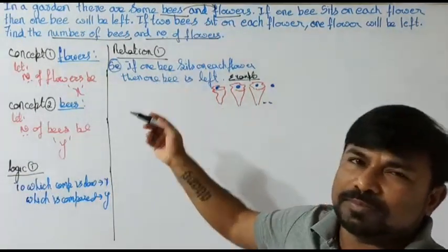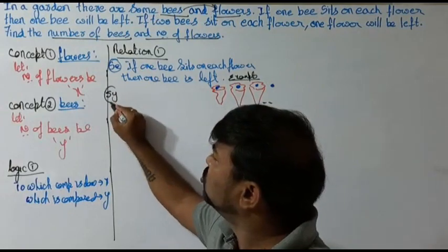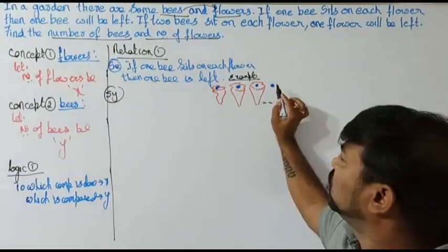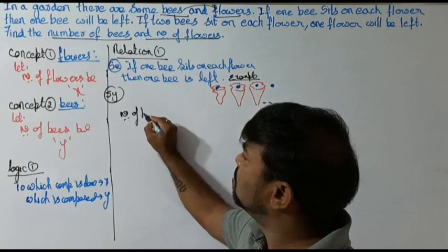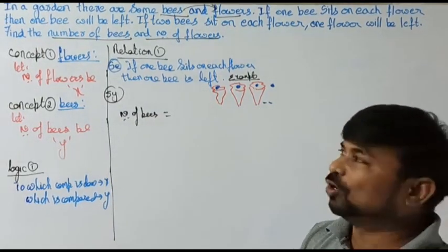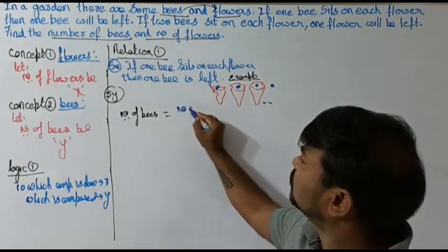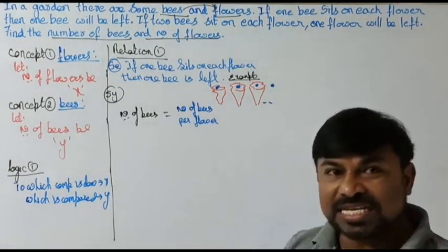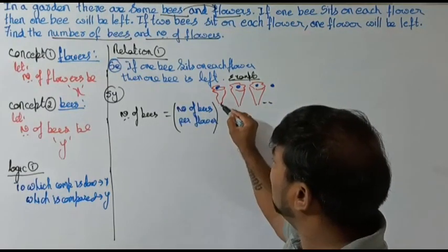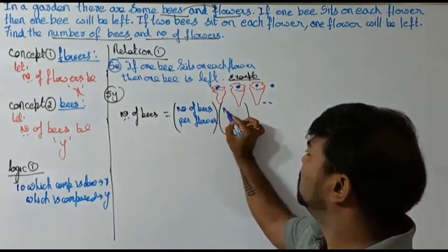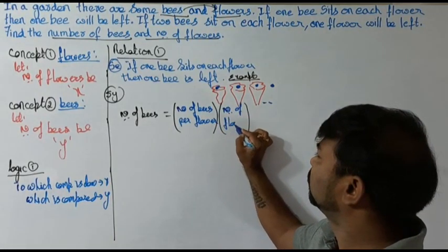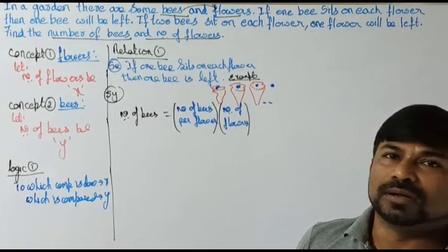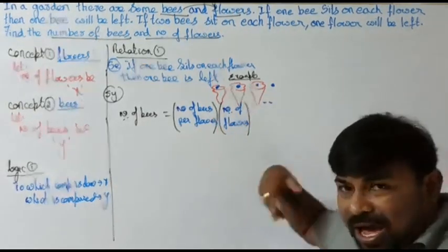So if I convert this statement into symbols, how to write it? We are counting the number of bees. How many bees are there? So the number of bees is equal to the number of bees per flower times the number of flowers. This is the formula we have to remember.